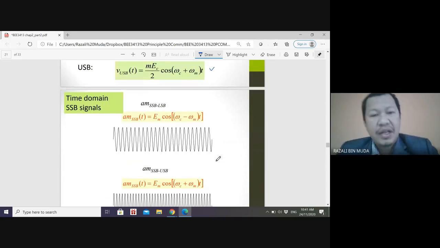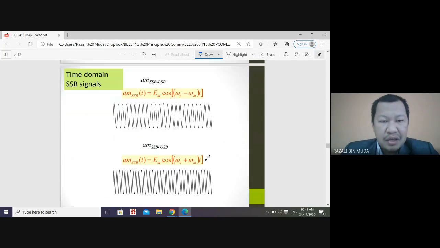Okay. Let's see the signal in time domain. If you see it in time domain, the signal is almost the same, but this is the lower sideband and this is the upper sideband.